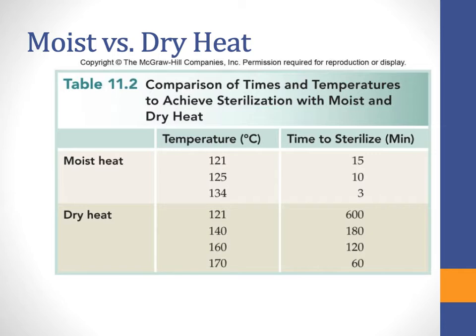If you have dry heat, you don't have those water molecules there to do the work, and so you have to have a much hotter temperature. So keep in mind that water boils at 100 degrees Celsius. If we look at these higher temperatures, like 121 degrees Celsius, we can achieve sterilization in 15 minutes. That same temperature, if it's a dry heat, you'd have to expose it to that heat for 600 minutes. So 10 hours in order to get sterilization.